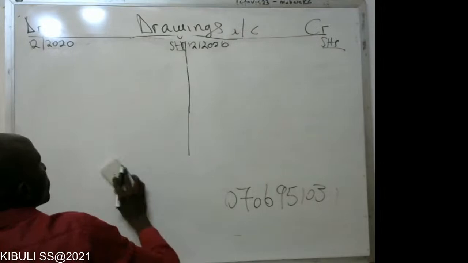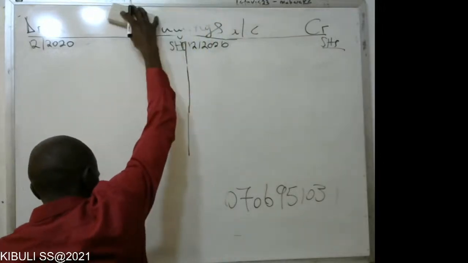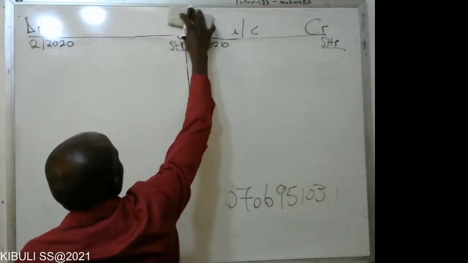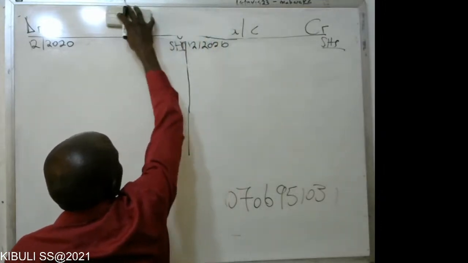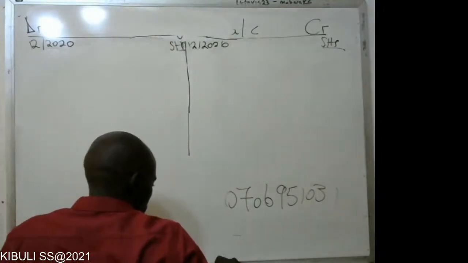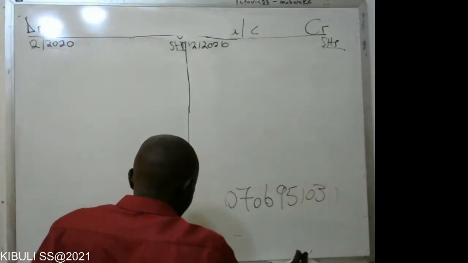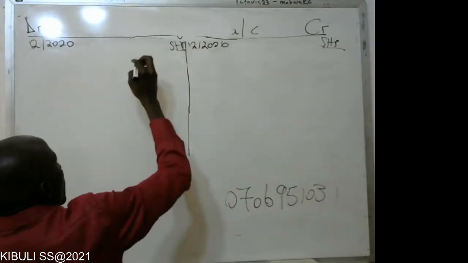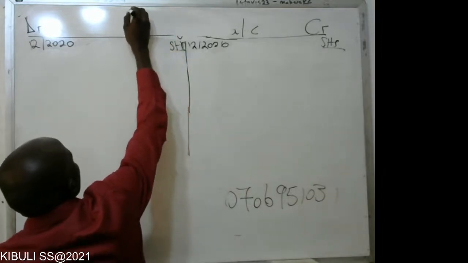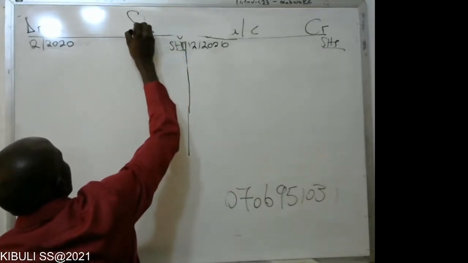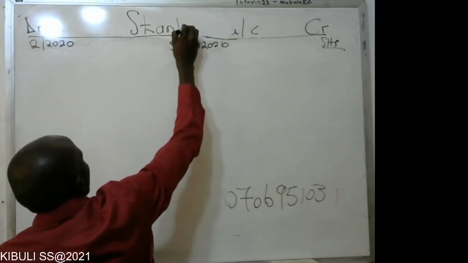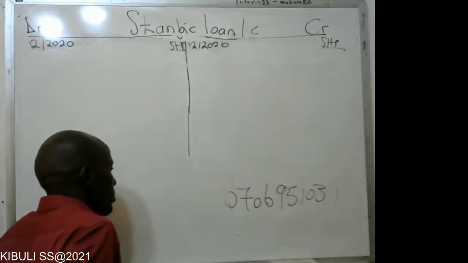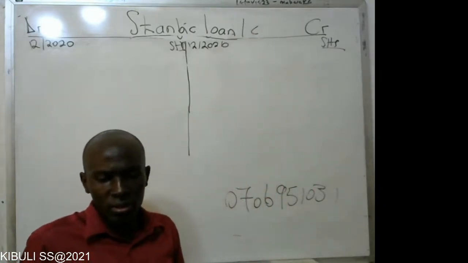So, class, what is the last transaction we are recording? Who can identify for us the last transaction? Which account is missing? Okay, thank you. So the next transaction and the last one is the account for the loan. Stanbic loan account.